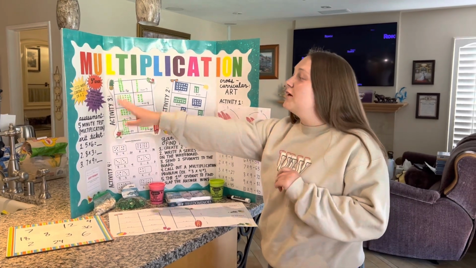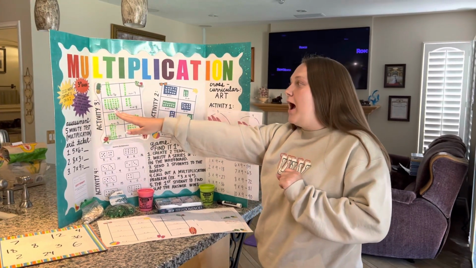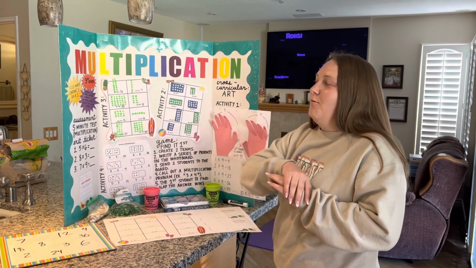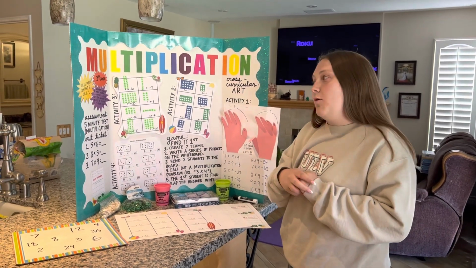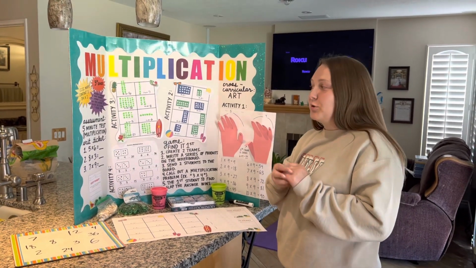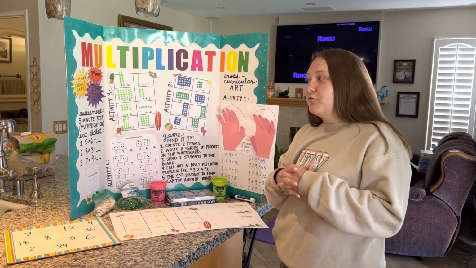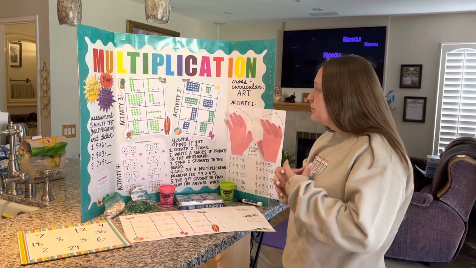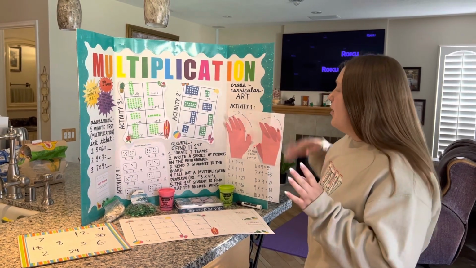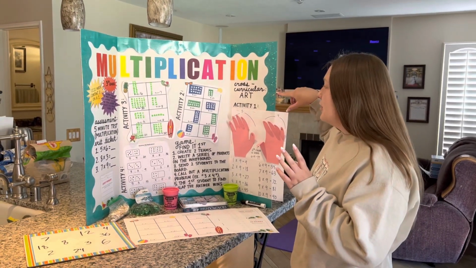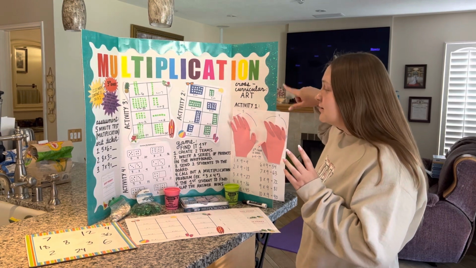My Common Core State Standard is CCSS Math Content 3.OA.A.1, which is interpret products of whole numbers. For example, interpret 5 times 7 as the total number of objects in 5 groups of 7 objects each. And we have a cross-curricular connection with arts.